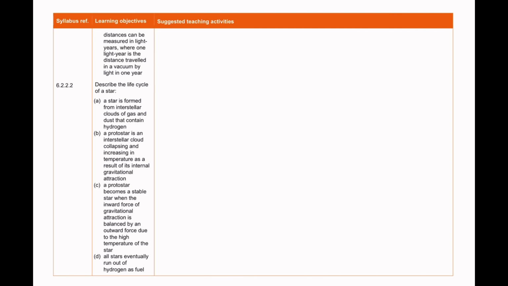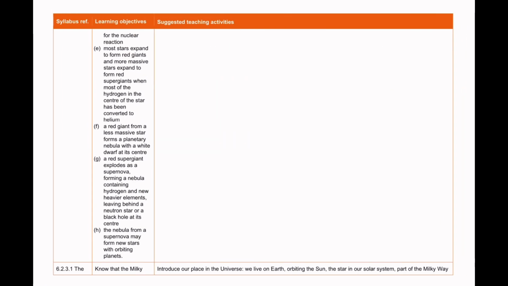D. All stars eventually run out of hydrogen as fuel for the nuclear reactions. E. Most stars expand to form red giants, and more massive stars expand to form red supergiants, when most of the hydrogen in the center of the star has been converted to helium. F. A red giant from a less massive star forms a planetary nebula with a white dwarf at its center. G. A red supergiant explodes as a supernova, forming a nebula containing hydrogen and new heavier elements, leaving behind a neutron star or a black hole at its center. H. The nebula from a supernova may form new stars with orbiting planets.